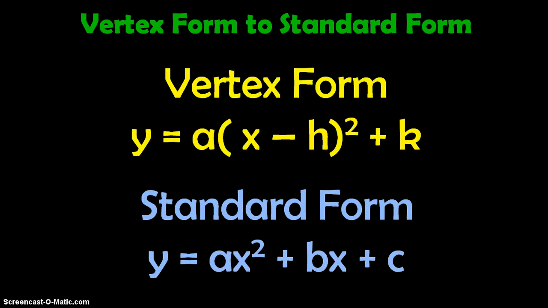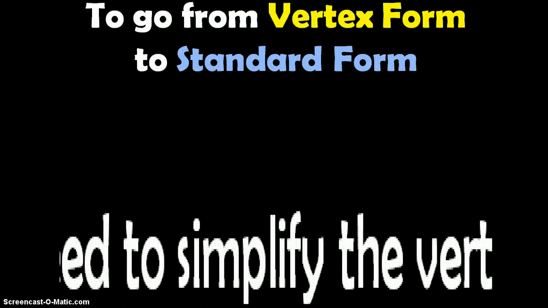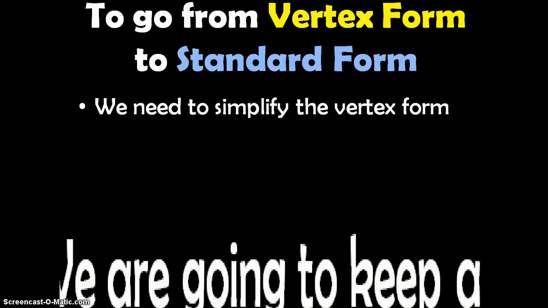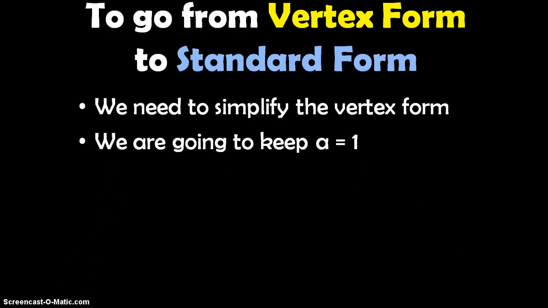So, if we want to go from vertex form, which is y equals a times x minus h squared plus k, back to standard form, which is ax squared plus bx plus c, which is what we started working with a couple weeks ago, we need to do a couple of things to simplify. So our first step is to simplify the vertex form. We're going to keep it simple for now, and we're always going to have a as 1, so you'll never see a number out in front.